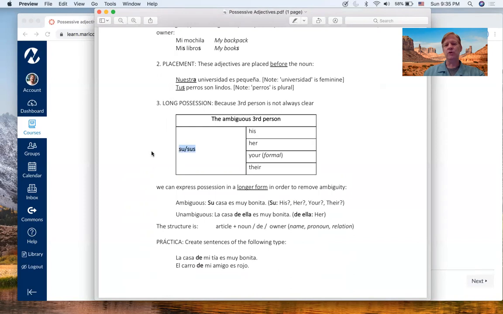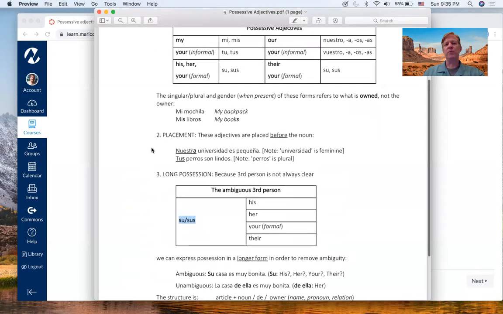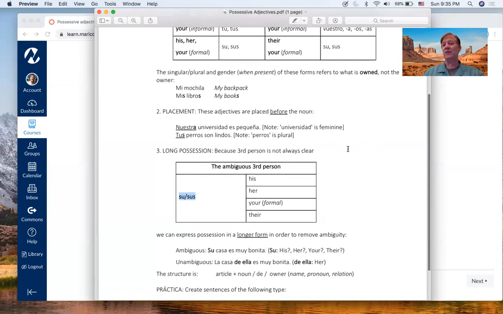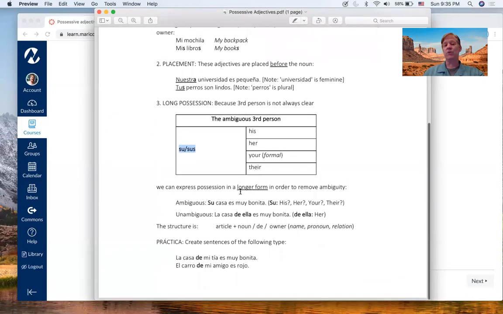So su and sus can mean quite a few people. If we look up here, su and sus can be his, her, or your, or it could be theirs or your, plural, su and sus. That's a lot of people. So to avoid ambiguity, like, su casa es muy bonita, or mi casa es su casa. To avoid ambiguity of who su refers to, is su his, her, your, or their?